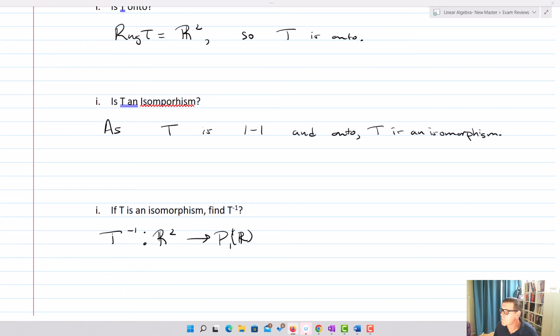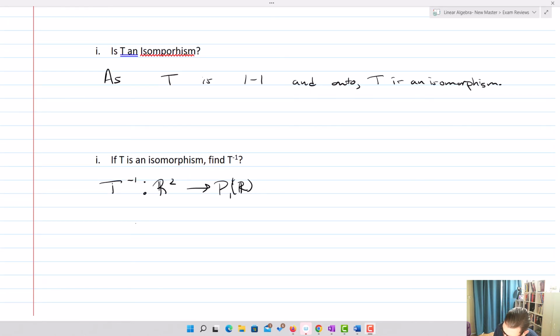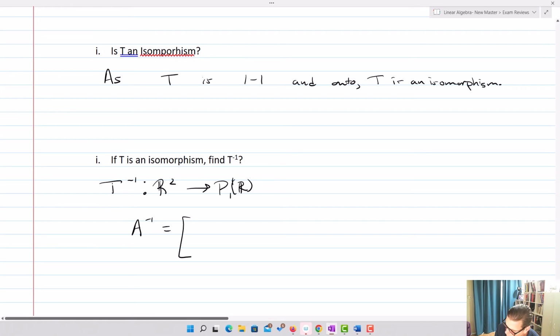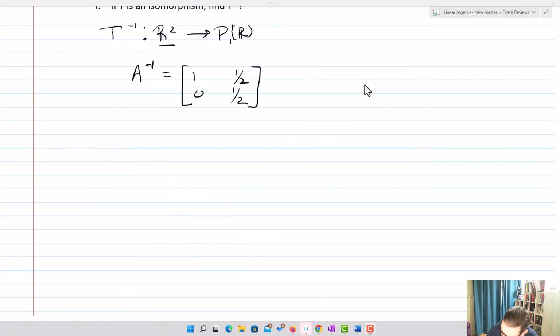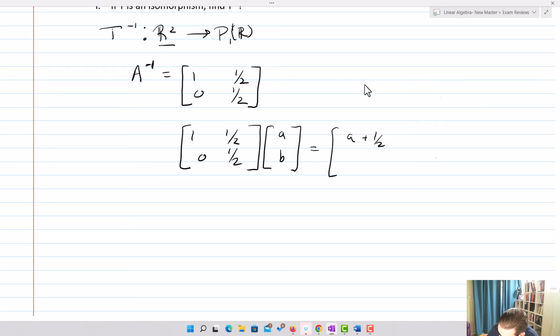So, and that inverse, so A inverse is going to equal 1, 0, negative 1, 2. Or excuse me, that's the original matrix. The inverse is going to end up being 1, 1 half, 0, 1 half. So we're now going to find our linear transformation. We're going to get 1, 1 half, 0, 1 half, and we're just going to multiply by A and B, like we did before, and make that our input. And this is then going to give me A plus 1 half B and 0 plus 1 half B, so that's 1 half B.